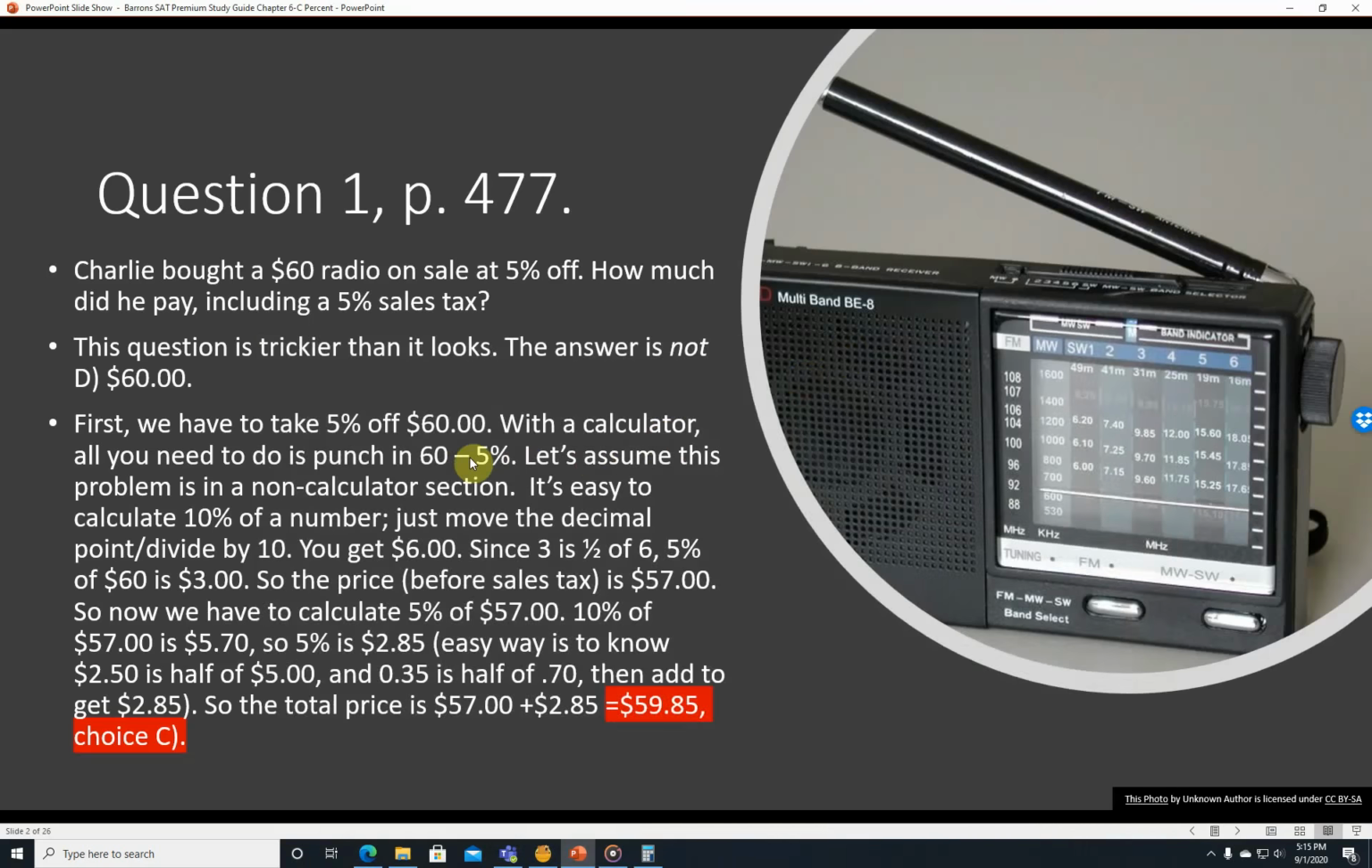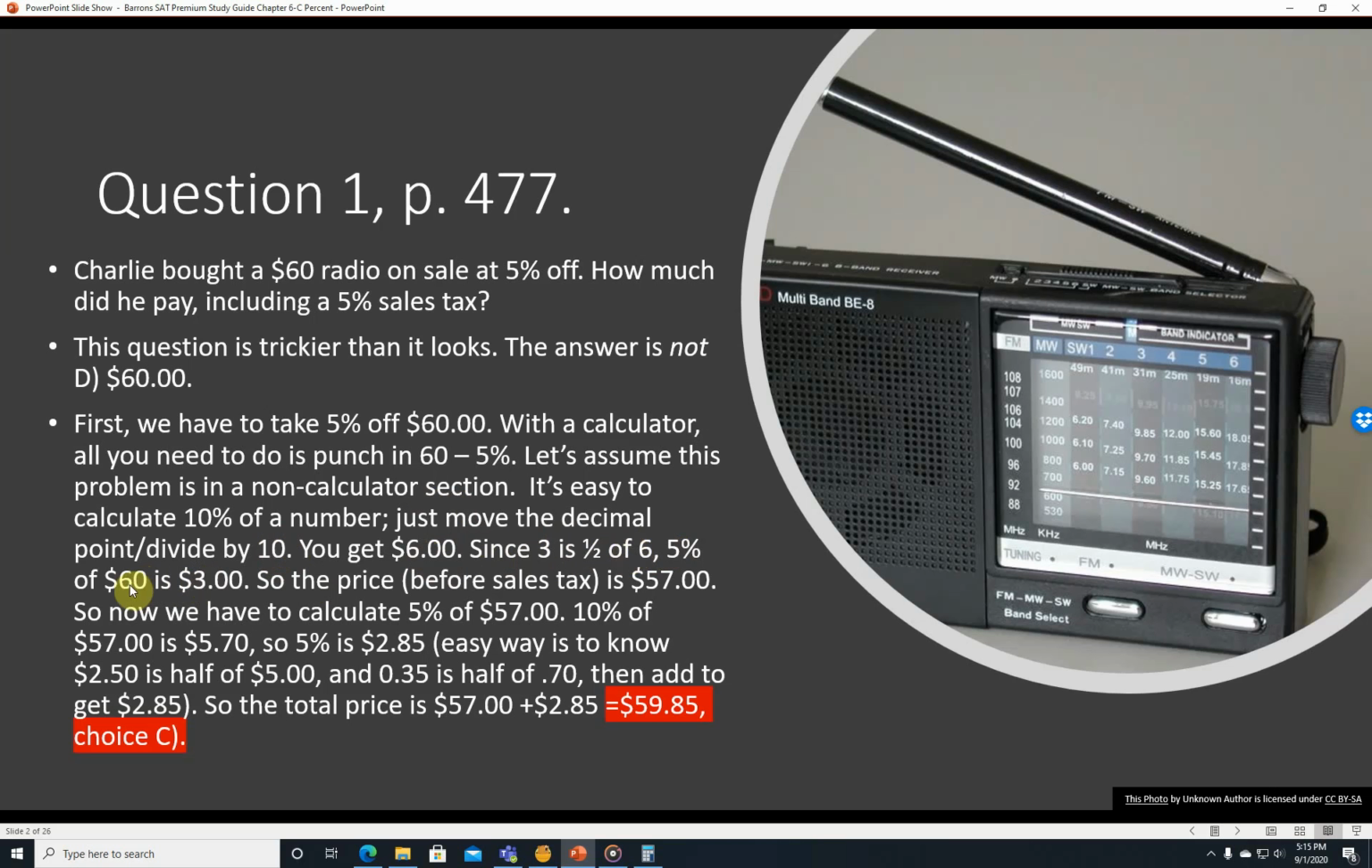But let's assume it's not. Let's assume the problem is in a non-calculator section. It's easy to calculate 10% of a number. You just move the decimal point or divide by 10, so you get $6. This is also a good way to figure out a tip, so you just figure out 10%. And then since 3 is 1/2 of 6, you just take the 10% and take half and you get 5. The 5% of $60 is $3. If you're figuring out a tip, you can just take the 10%, add it to the 5%, voila, you've got a 15% tip, which is sufficient.